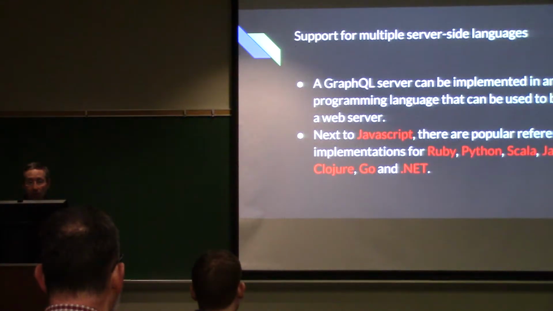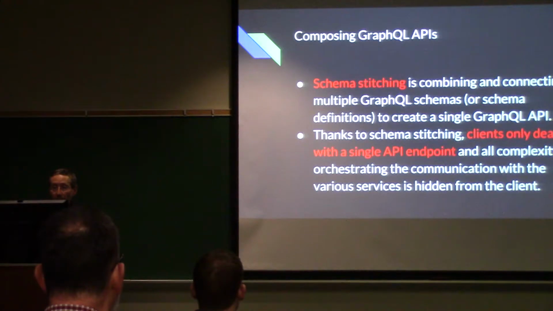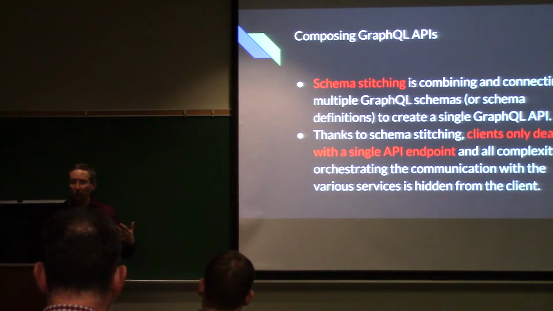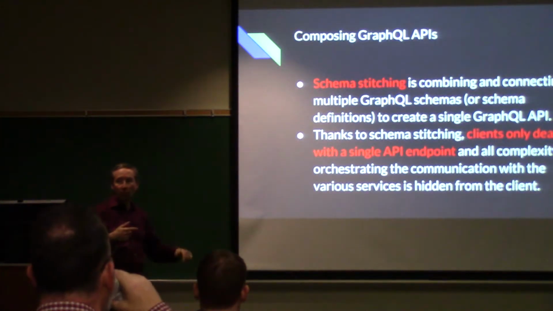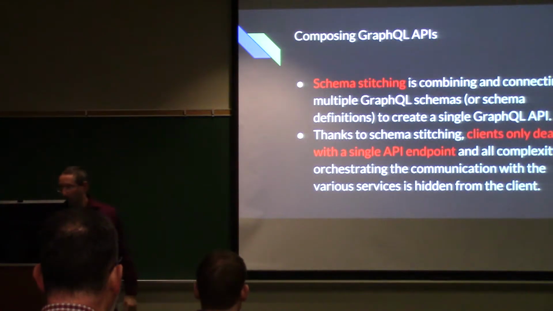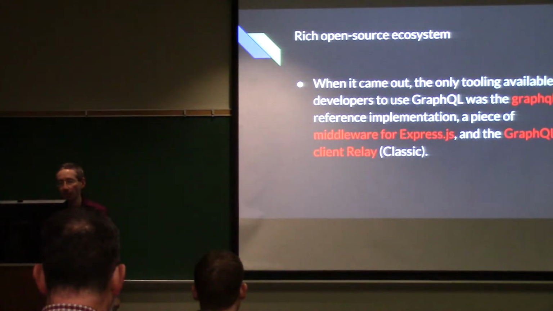Support for languages. JavaScript was the original reference implementation done by Facebook, and there are many additional languages which support GraphQL. Schema stitching is the idea of taking multiple GraphQL schemas and putting a facade of a single schema on top of them. Your clients then only have to deal with one API, even though there are multiple systems behind it.